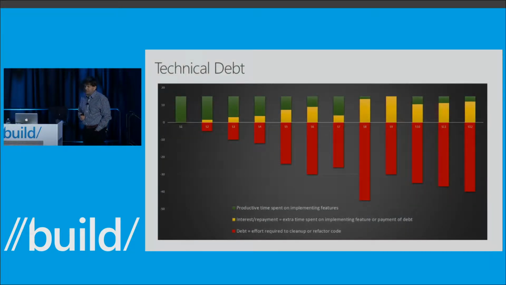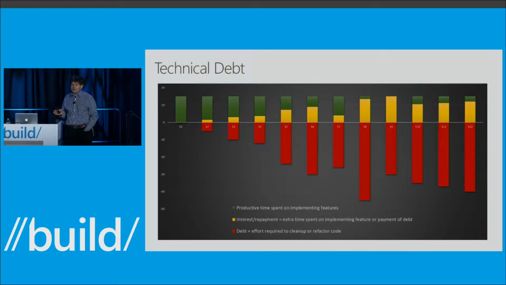So what is technical debt? This chart is a sort of picture of a mythical team who might be starting off in sprint 1, so S1, these are sprints, building features, building a new product. And they start in sprint 1 only doing productive work, doing new features. But as they do so, debt starts to creep into their code. Poor design, bad coding practices, that kind of stuff. And so they start to accrue debt, which is the red bar at the bottom.